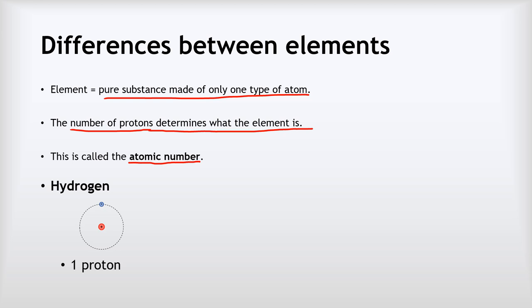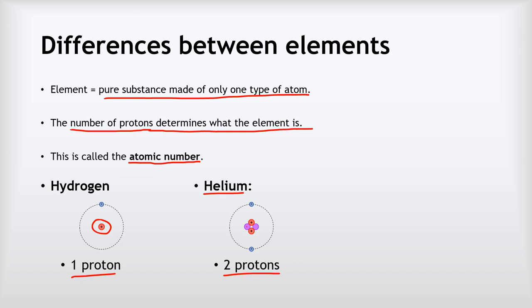Hydrogen, for example: all atoms of hydrogen contain only one proton in their nucleus, and we can see that they're drawn as a little circle with a plus sign in it. Any atom that only has one proton is a hydrogen atom. However, plenty of atoms have two protons in them, and we call those helium atoms. So all helium atoms have two protons.